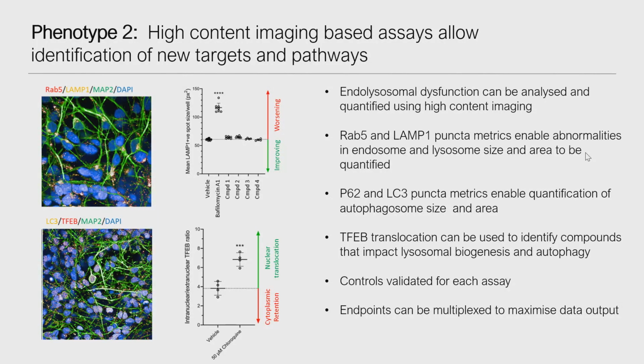So there are a number of different ways that we can use these imaging-based endpoints to identify molecules that are having particular effects in these different neurons, with a view to trying to reverse the endolysosomal dysfunction that's present in the APP and PSEN mutation neurons. One really nice thing about the imaging endpoints is that we can often multiplex them to maximize data output.